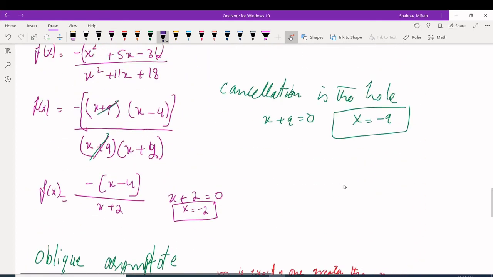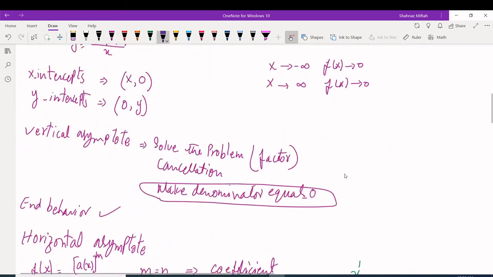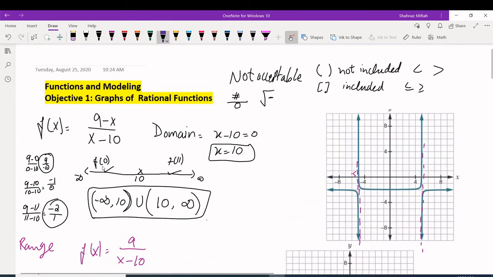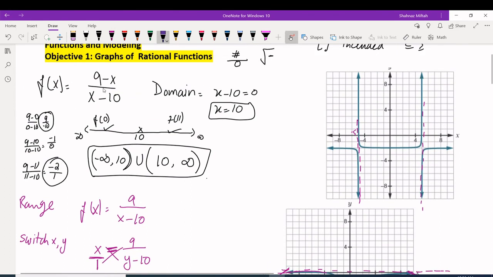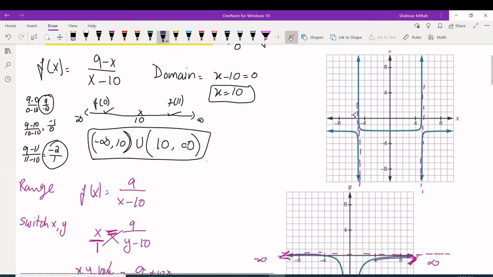Okay, so what did we do? Let's quickly review. We did the domain, how to find the domain of the function. We did the range of the function. You switch x and y. For the domain, make the denominator equal 0. Whatever number you get, make the sign chart for it. Pick some numbers here. If you get some y values, then it means it works. If you get undefined or something like an imaginary number, then it doesn't work.